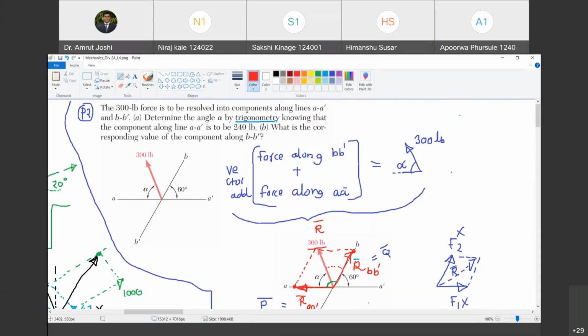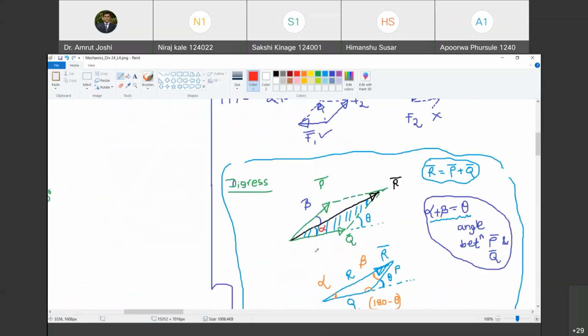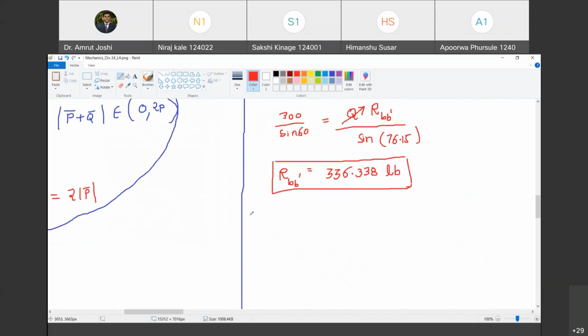But in this particular case, as the angle between AA dash and BB dash is not 90 degree, we end up having the parallelogram and not rectangle. So now we are going to deal with something called as rectangular components of a force. Are you with me? Yes.